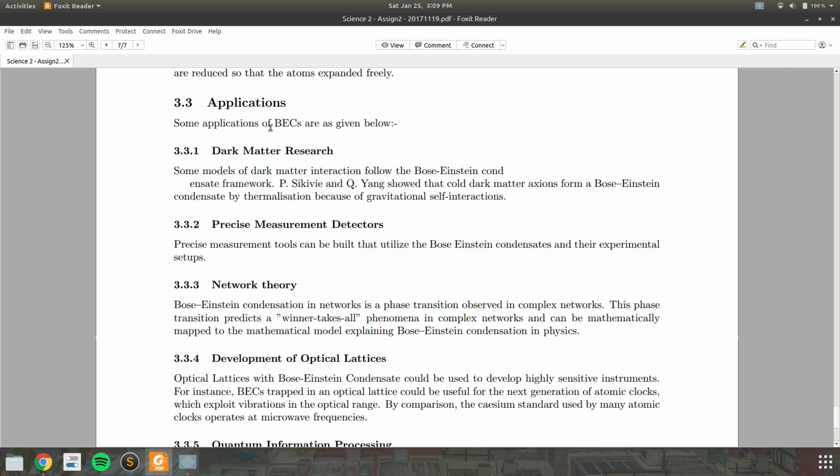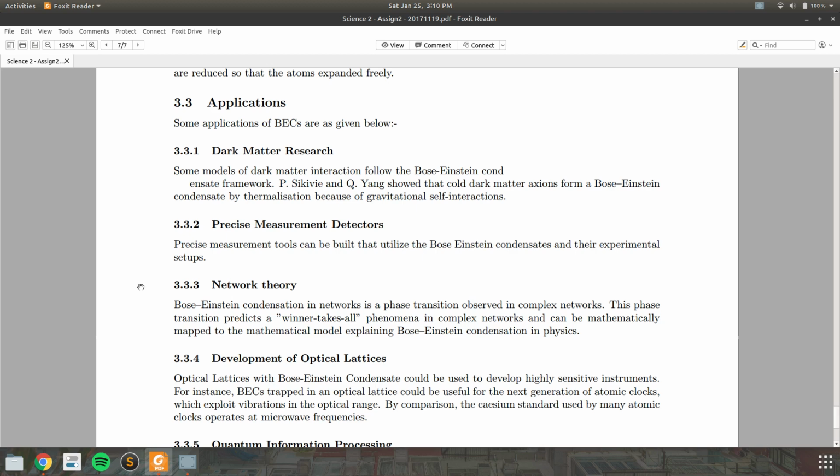Some of the models of dark matter interaction follow the Bose-Einstein condensation framework. P. Sikivie and Q. Yang had shown earlier that cold dark matter axions form a Bose-Einstein condensate by thermalization because of gravitational self-interactions. Some other applications are precise measurement detectors. These tools can be built that utilize the Bose-Einstein condensates and their experimental setups.